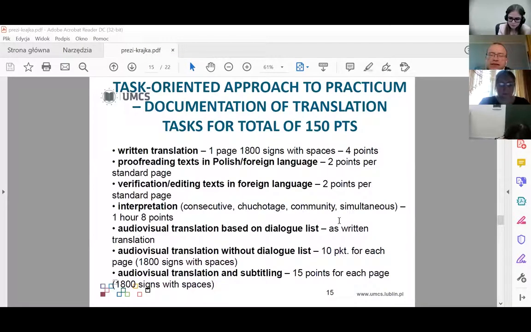I said that the problem with the previous system was also that it was calculated by hours. Credits were given on the basis of hours. We changed that into a task-oriented approach, where, as you can see, different translation jobs have different numbers of points that are weighted against one another, and students collect points, a portfolio of translation jobs, adding up to 150 points throughout the whole 3-year curriculum from different POIs.